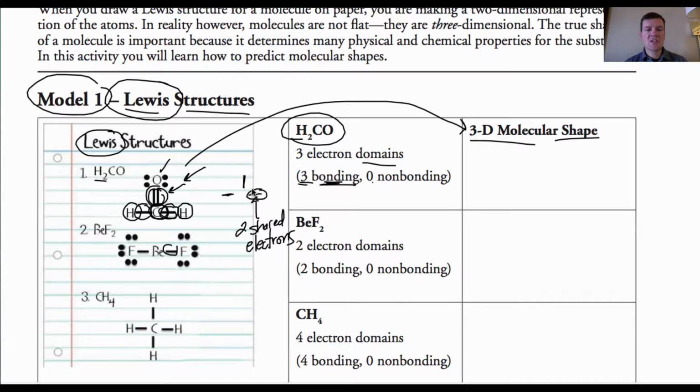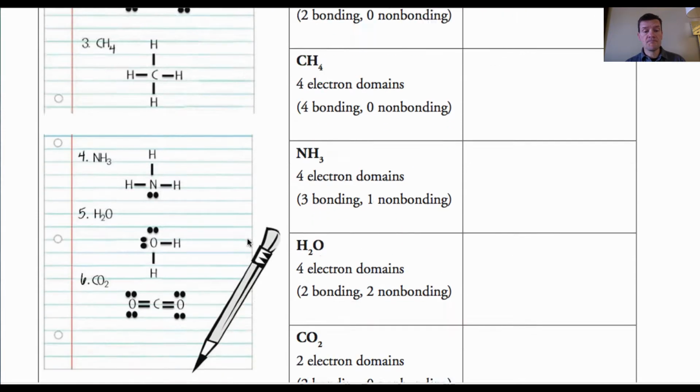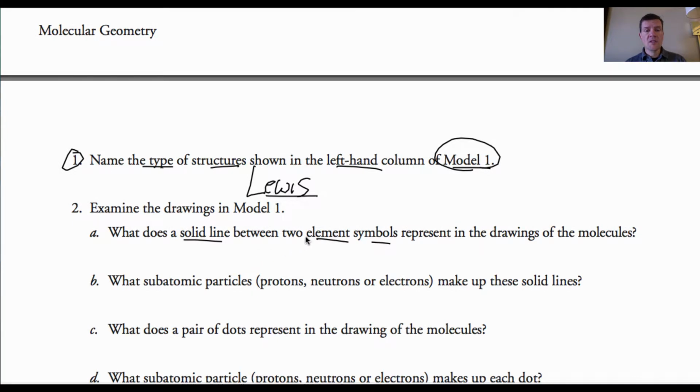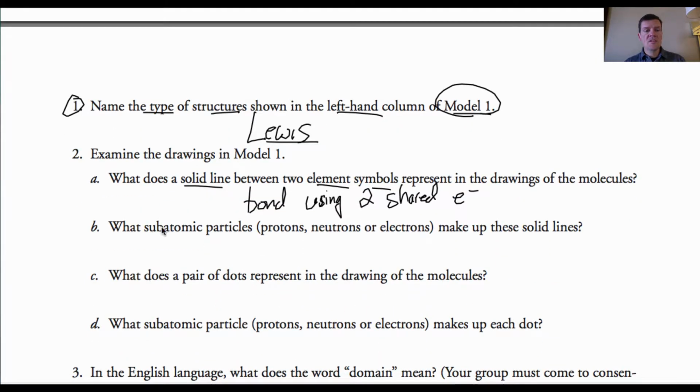So this would represent 2, that represents 2, that represents 2 that are being shared between 2 nuclei. So the solid line represents a bond using 2 shared electrons. What subatomic particles, either protons, neutrons, or electrons, make up these solid lines? These are electrons. As I already mentioned, those are 2 shared electrons.